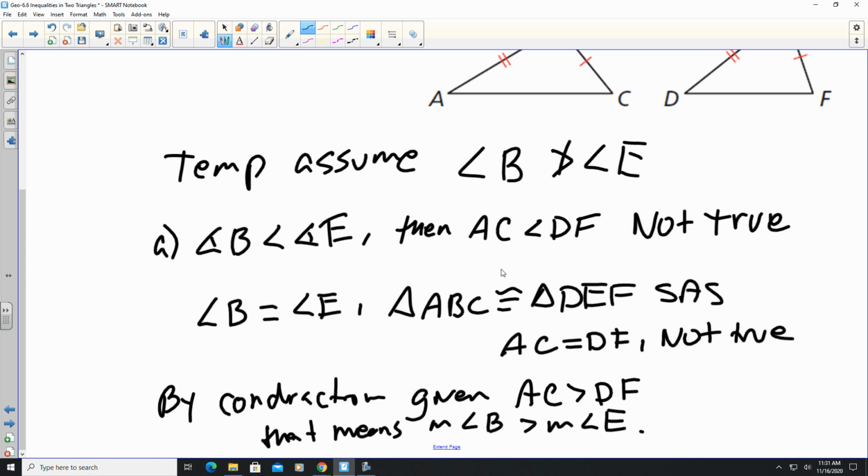And that is being able to look at inequalities in two triangles.